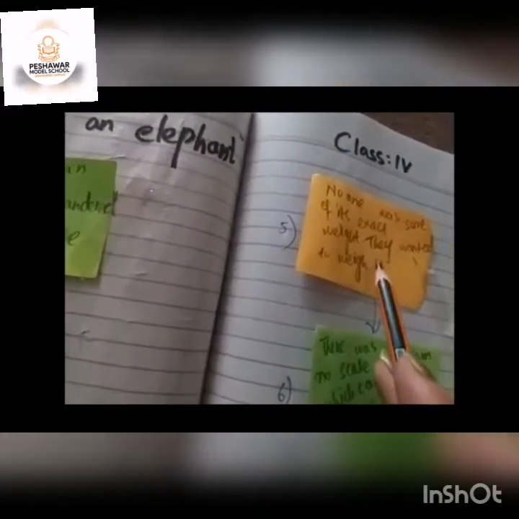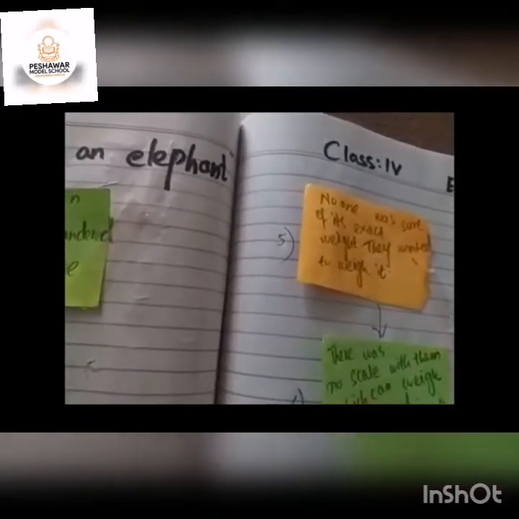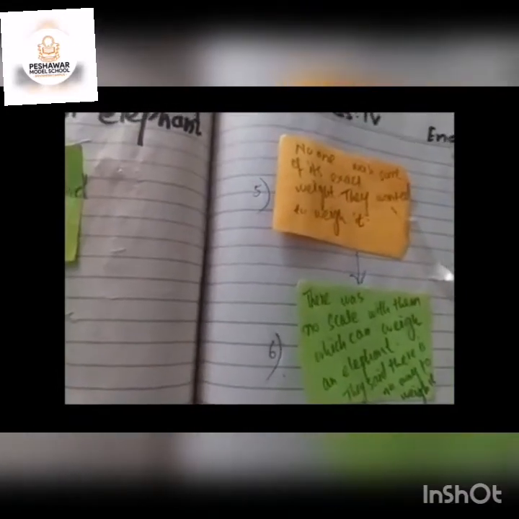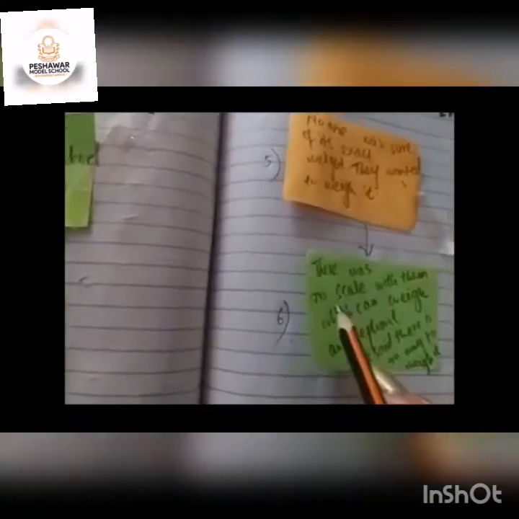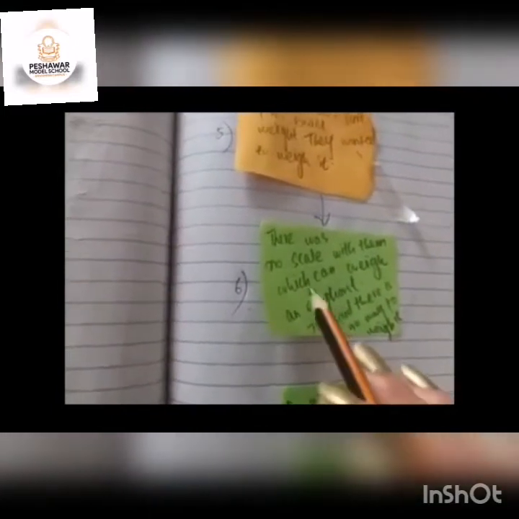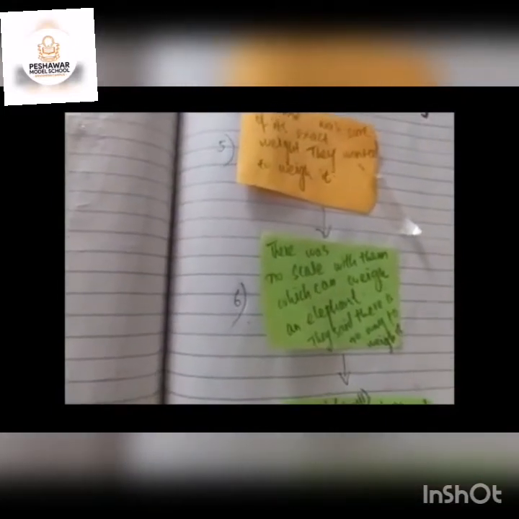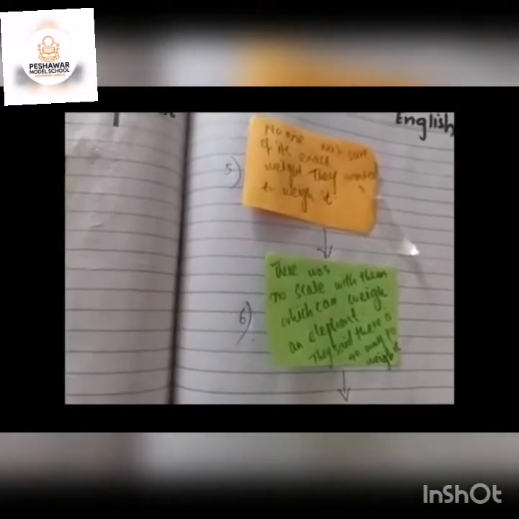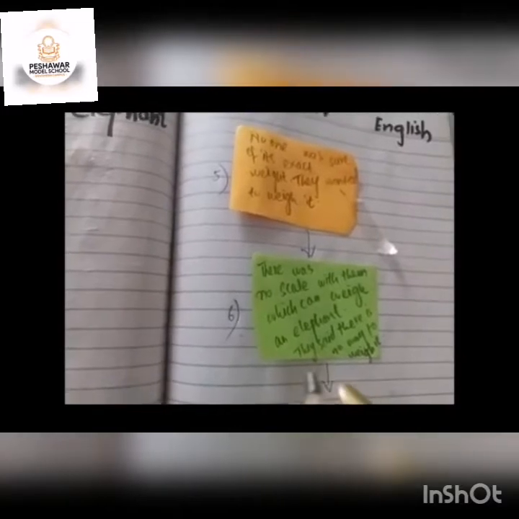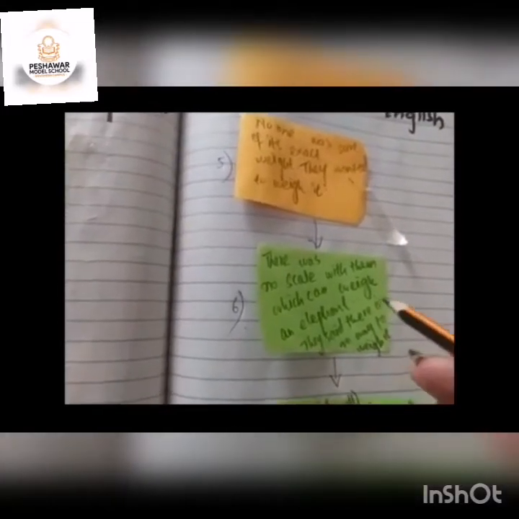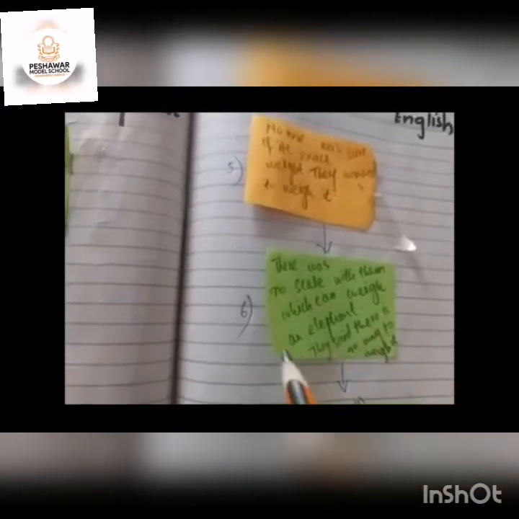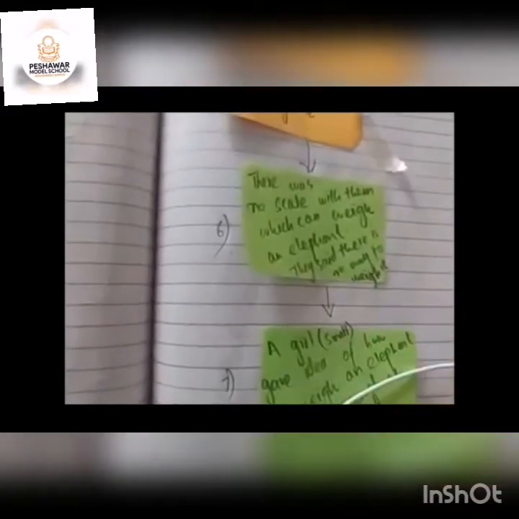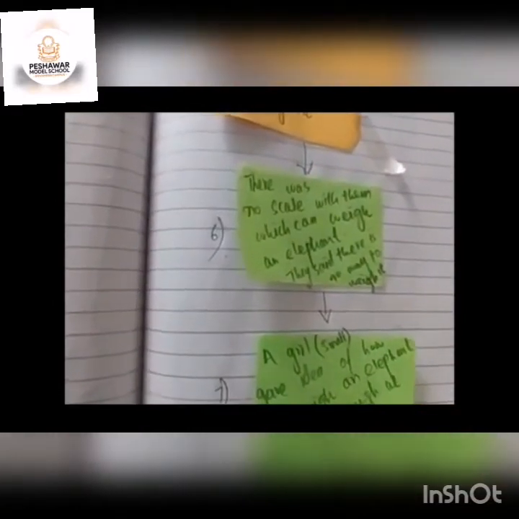They wanted to weigh it, they wanted to have its weight done. But what was the problem? They could have weighed it, but there was no scale with them which can weigh an elephant, because the elephant was such a huge animal. So the villagers did not have such a big scale through which they could measure the weight of an elephant. So there were no scales which can bear the weight of an elephant or which could measure it. So they said that there is no way to weigh it.